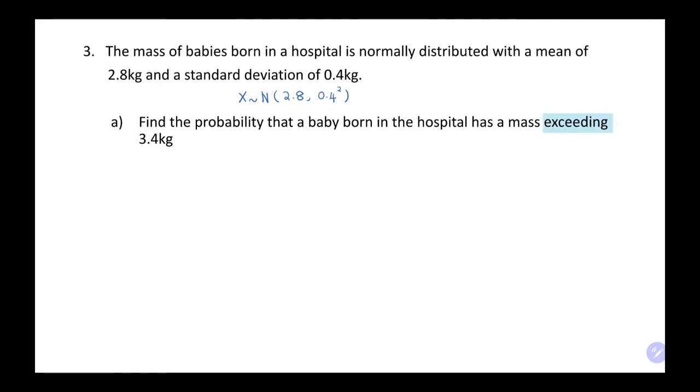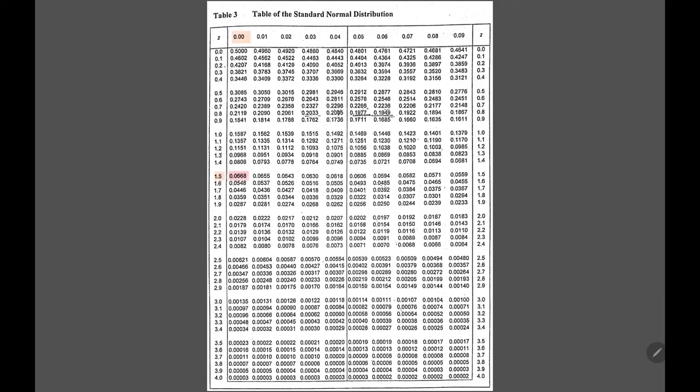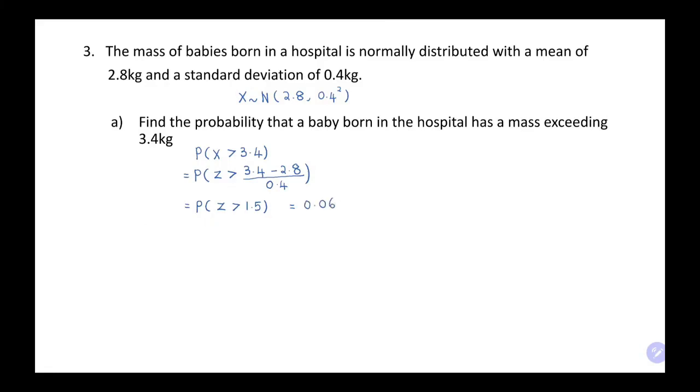Question A. Find the probability that a baby born in the hospital has a mass exceeding 3.4 kg. Exceeding means X greater than 3.4 kg. This is a normal question, so we change to Z. So P(Z greater than (3.4 minus 2.8) divided by 0.4). Then we get P(Z greater than 1.5). The sign is greater and the value is positive, so we can check the table directly. We find 1.5, so we get the answer 0.0668.